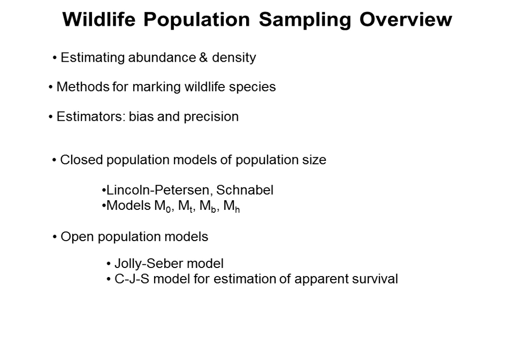So we're going to have an overview first of wildlife population sampling, estimating abundance and density, methods for marking wildlife species, looking at bias and precision of the estimators, closed population models, which are Lincoln-Petersen, Schnabel, and models M sub-t, a, 0, T, B, and H, and open population models such as the Jolly-Seber model and the CJS model.